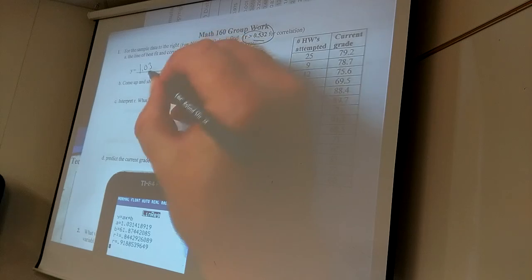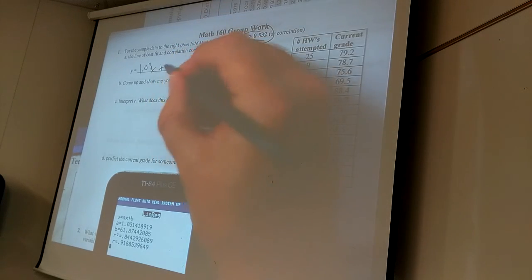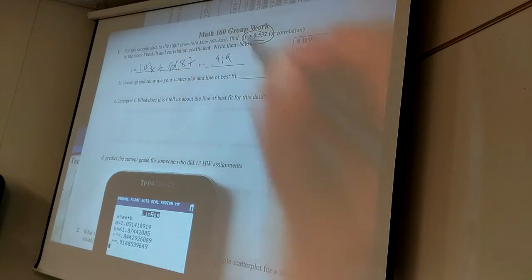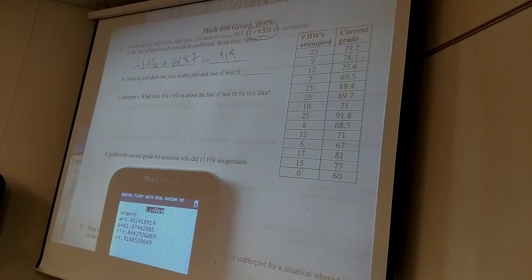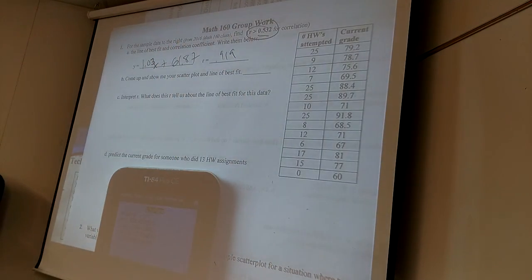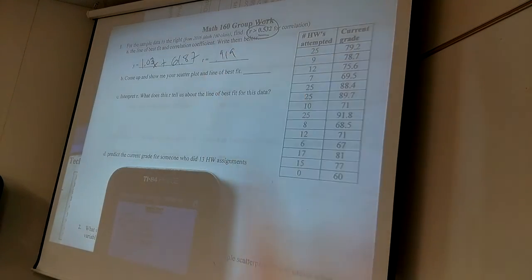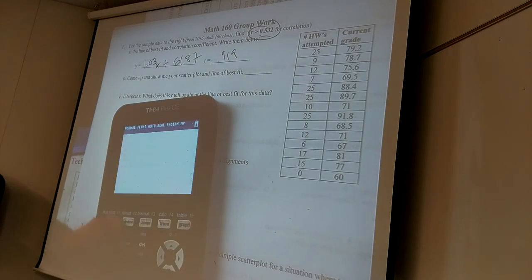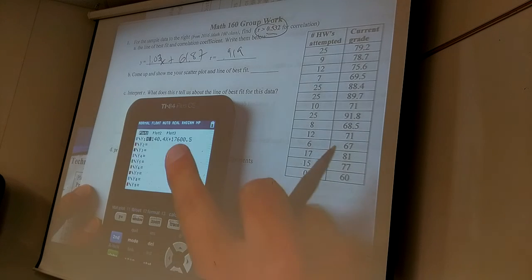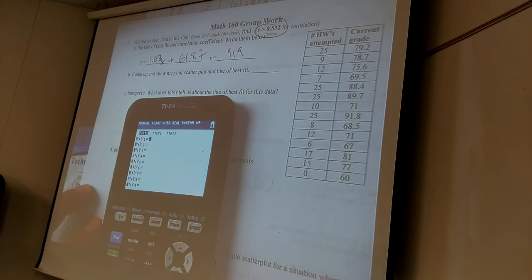And what line did we get? We got 1.03x plus 61.87. Okay, so where do I go to get the line in? Y equals. That was our old line from the other time. Get out of there. 1.03x plus 61.87. Now, the graph right now is going to be off.